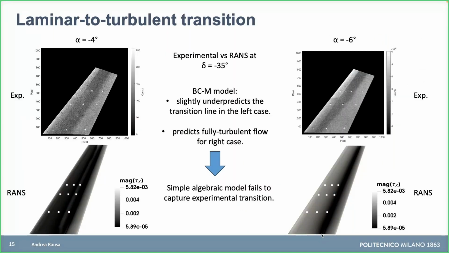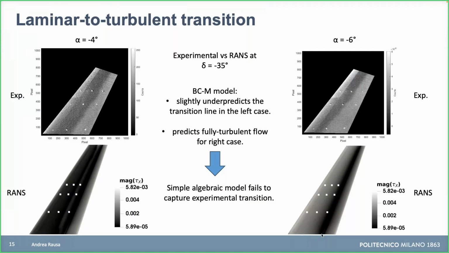We also inspected the laminar to turbulent transition only for certain angles of attack, because we know that it's really important only for low angles of attack. Here we can see the experimental results with the infrared thermocamera visualization and RANS results below. It's just a plot of the skin friction coefficient magnitude.